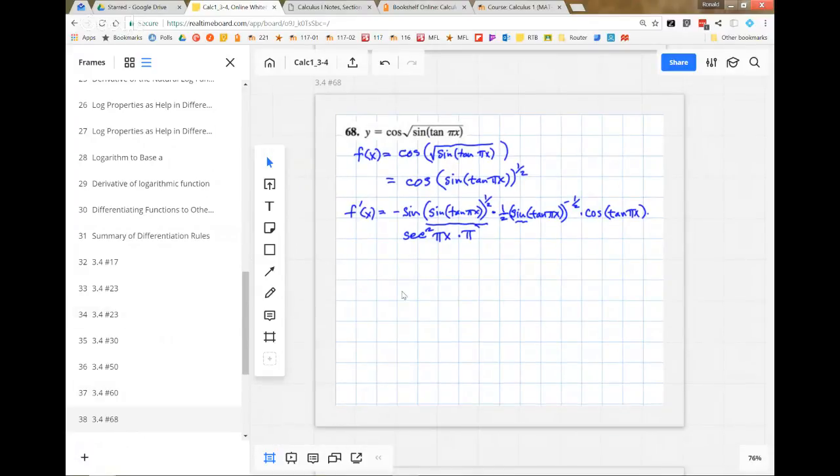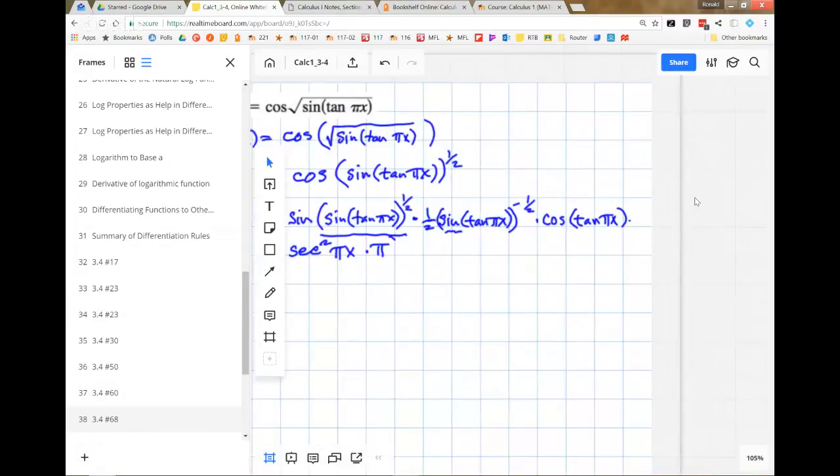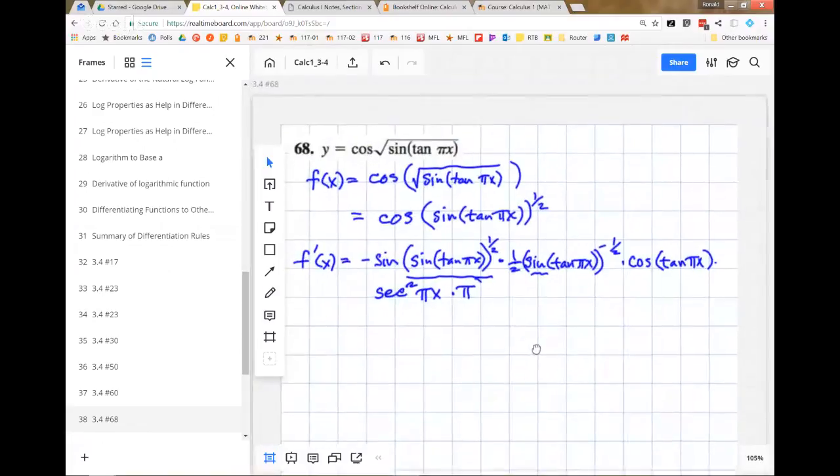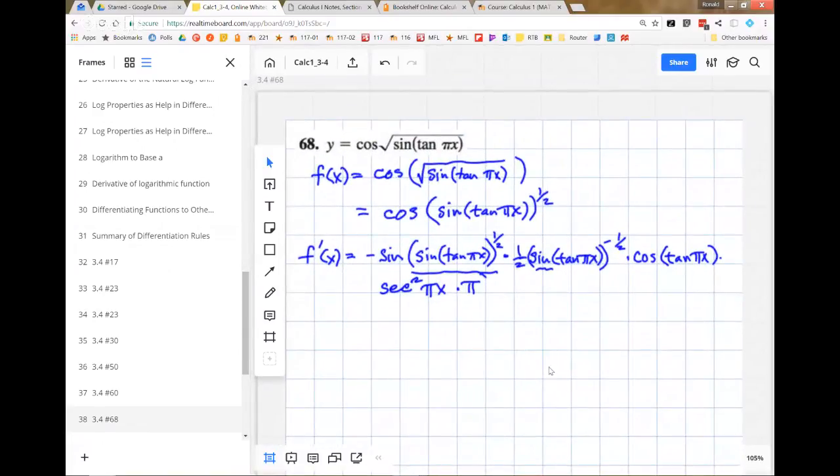Let's take a look at number 68. Now, this one may surprise you how involved it is. Okay, we've got the cosine of the square root of the sine of the tangent of pi x. We've got embedding coming out of our ears here. Okay?